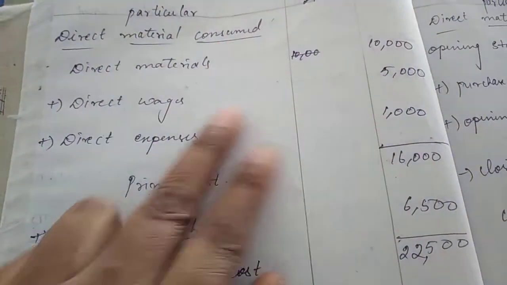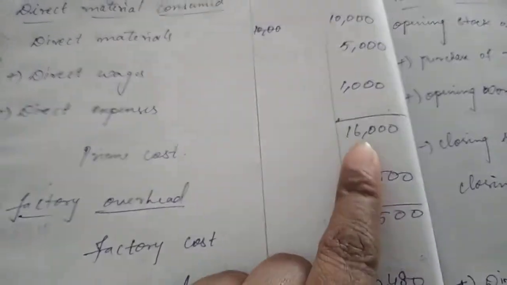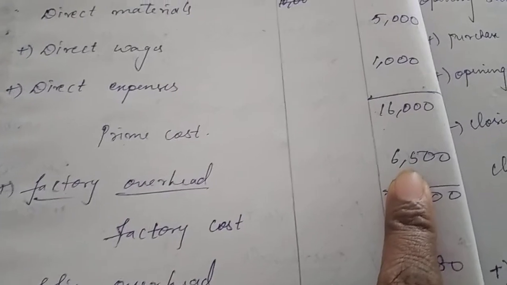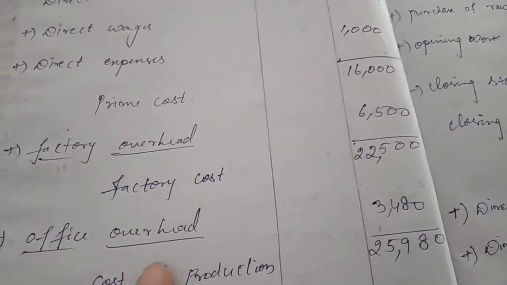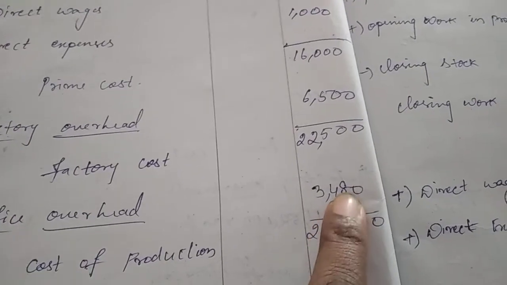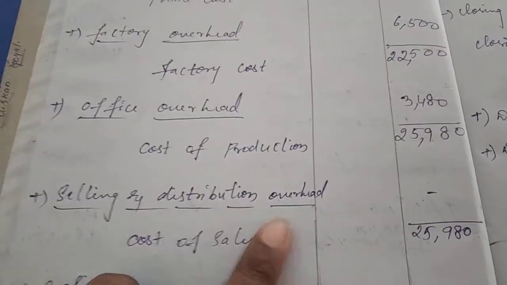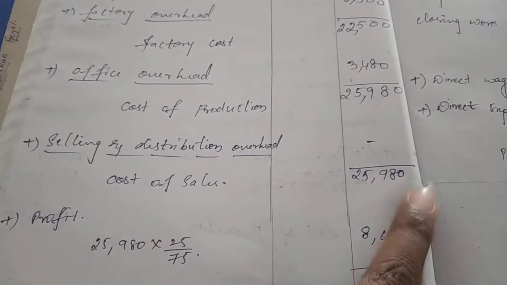Now see the answer. As usual, direct material consumed. Direct materials, direct wages and direct expenses are given directly, so after adding we get the prime cost of 16,000. Factory overhead is given directly, 6,500, and we get 22,500. Office or administration overhead is 3,480, and we get 25,980. Selling and distribution we don't have, so the cost of sales is 25,980.